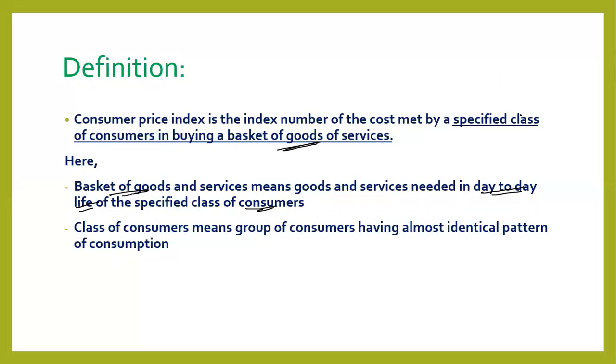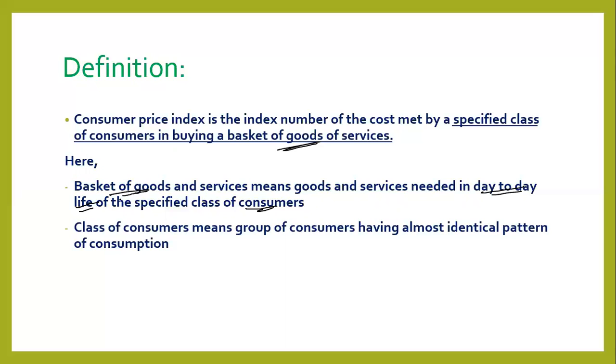Now when you say class of consumers, there are various classes of consumers. In consumer price index, what does this class of consumer mean? It is nothing but the people or the group of people or consumers who have a similar consumption. Identical or similar consumption, they belong to one class of consumers. All the consumers who have an identical consumption, we say it as a class of consumers.